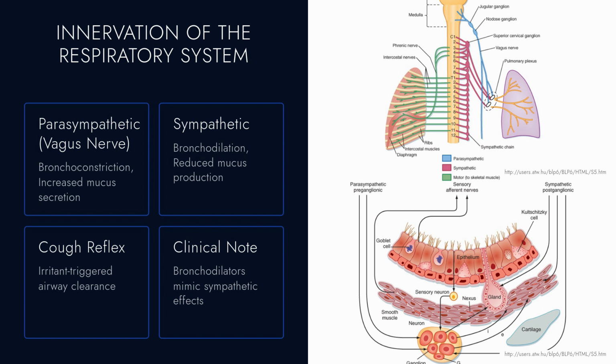In critical care, beta agonists, such as albuterol, mimic sympathetic effects to relieve bronchospasm in asthma or COPD, while anticholinergics, such as ipratropium, block parasympathetic constriction, key pharmacological tools.